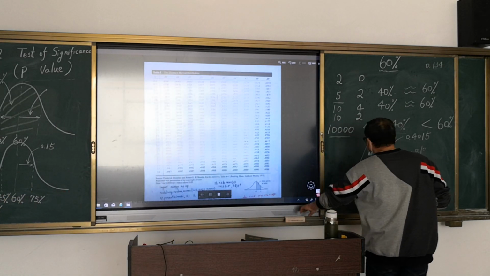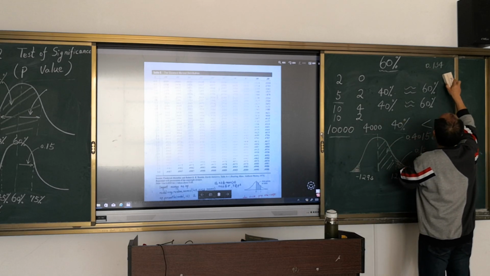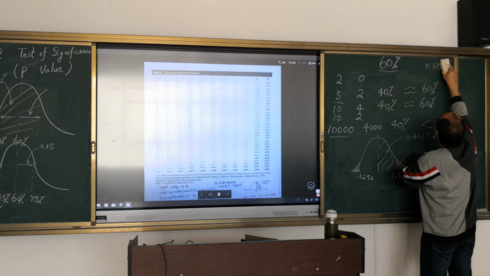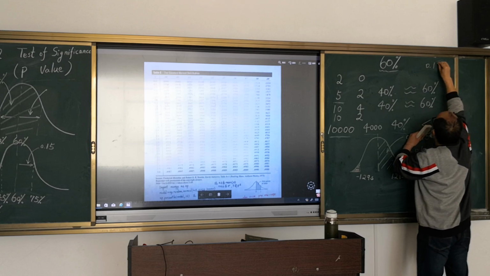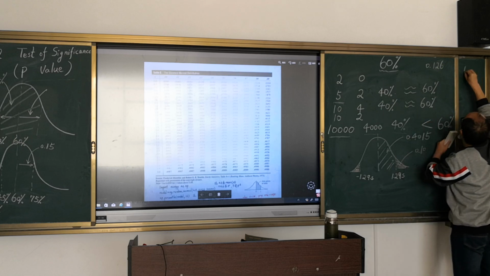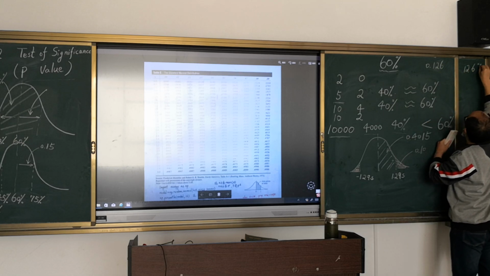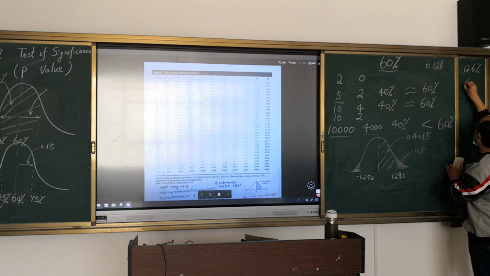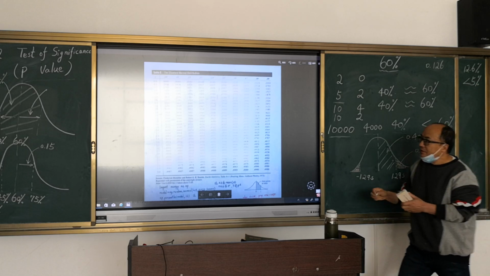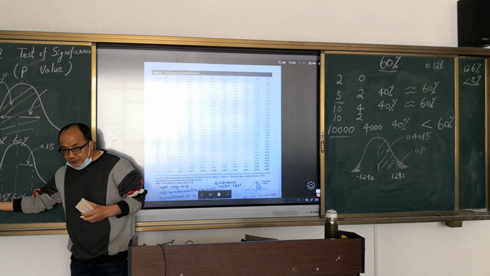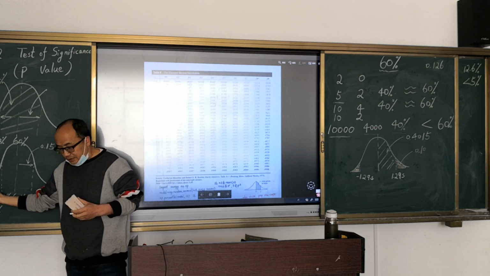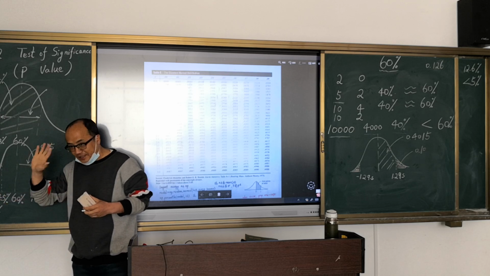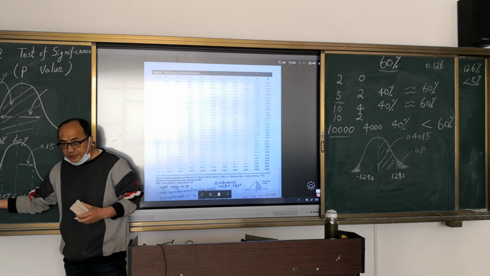0.126, not 134. 0.126, that is 12.6%. Cannot be that. I already told you that this is definitely less than 5%. Only when the chance is smaller than 5% is it very, very small, okay? Smaller than 5%.